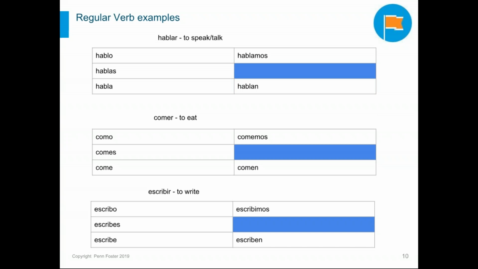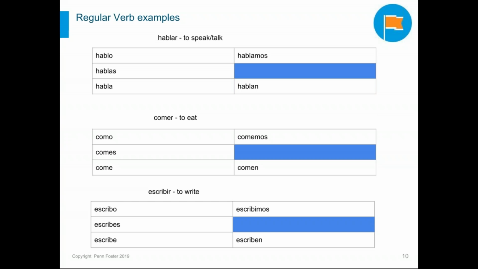And then that second step from the previous slide would be the attaching of those present tense AR endings, O, as, a, amos, and on. So you take the stem, HABL, take the ending for first singular O, and the word hablo is a conjugation, which means I speak or I talk in Spanish.